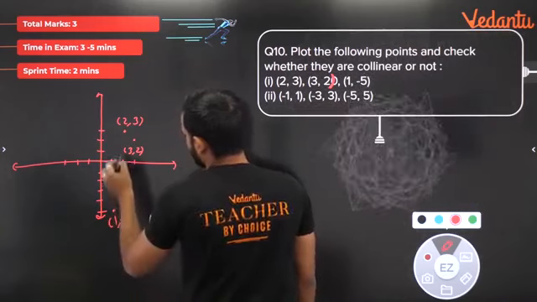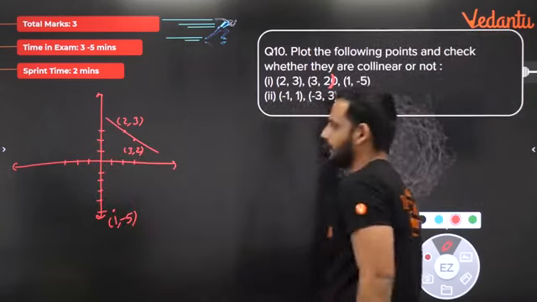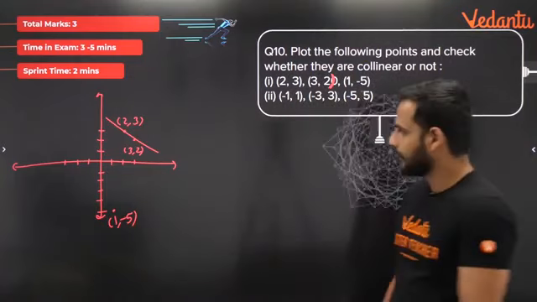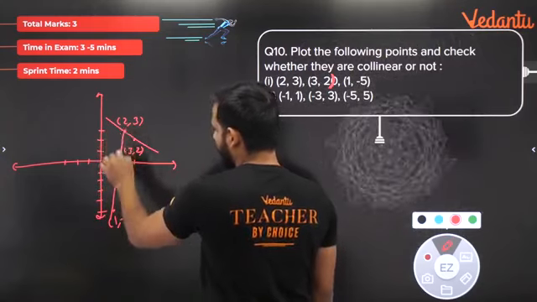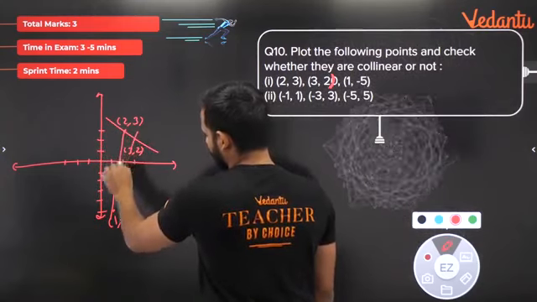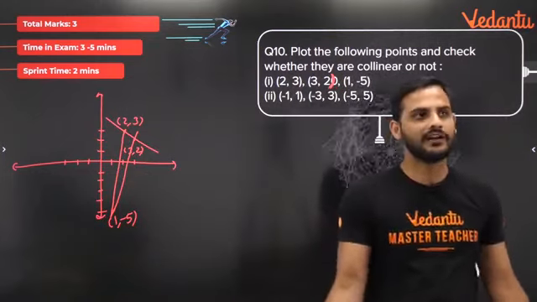So bachcho, you can see that I can join any 2 points, but the third point does not fall on that line. Even if you join these 2 points, the third one will not come. If you join these 2 points, the third one will not come. So if the 3 points are forming a triangle, that means they are not collinear.